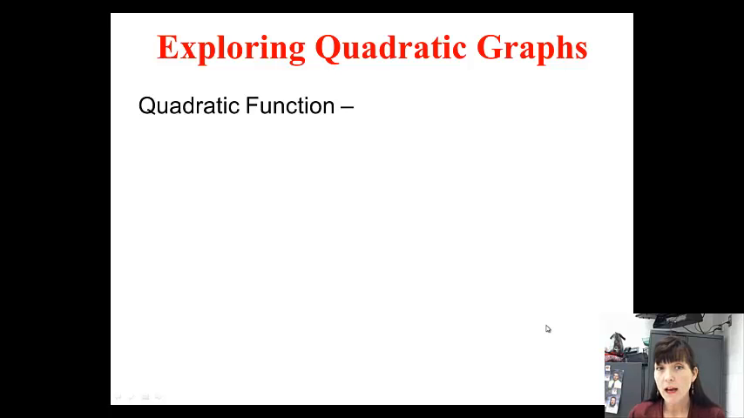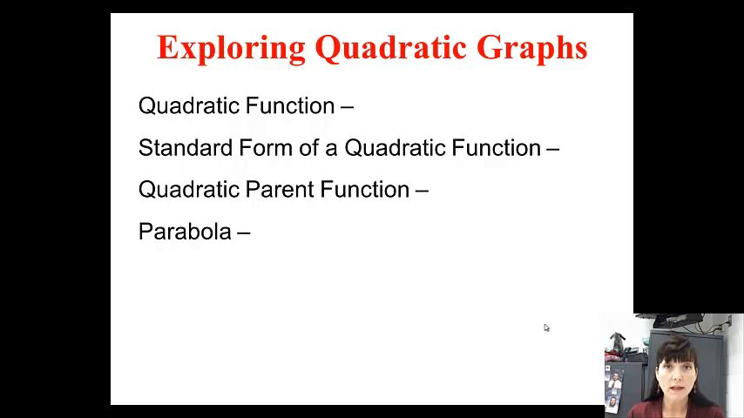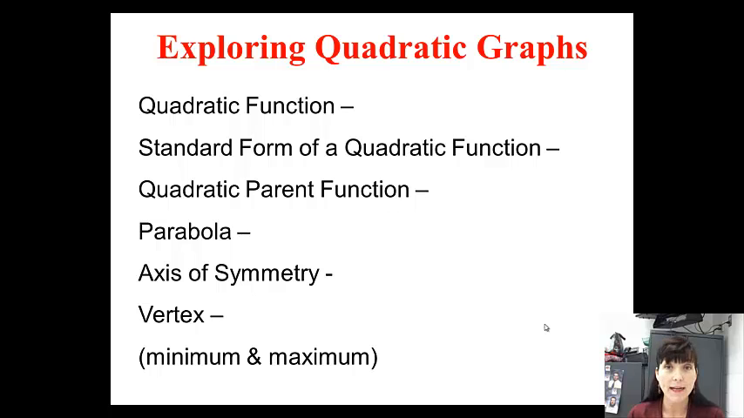To begin with, we would like you to take these vocabulary terms, look in your book, and find the definitions of these. These need to be included in your notes for full credit on your notes. Our first term is a quadratic function, standard form of a quadratic function, quadratic parent function, and these are all quite similar, a parabola, the axis of symmetry, and then finally the vertex. And you need to discuss or come up with the definition for the minimum and the maximum.